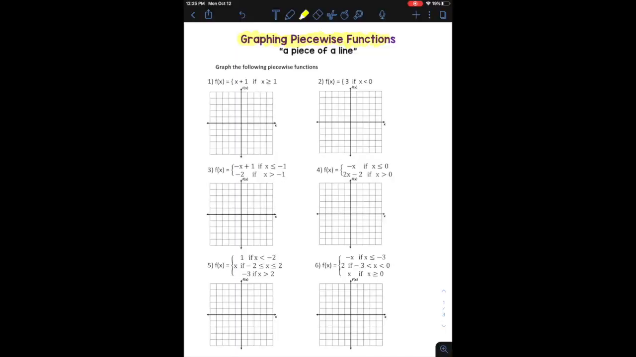Hey guys, today's lesson is on graphing piecewise functions. Piecewise functions are similar to just graphing regular linear equations. However, instead of graphing the whole line, we're only going to see a piece of the line. We're only going to graph a certain part of that line.